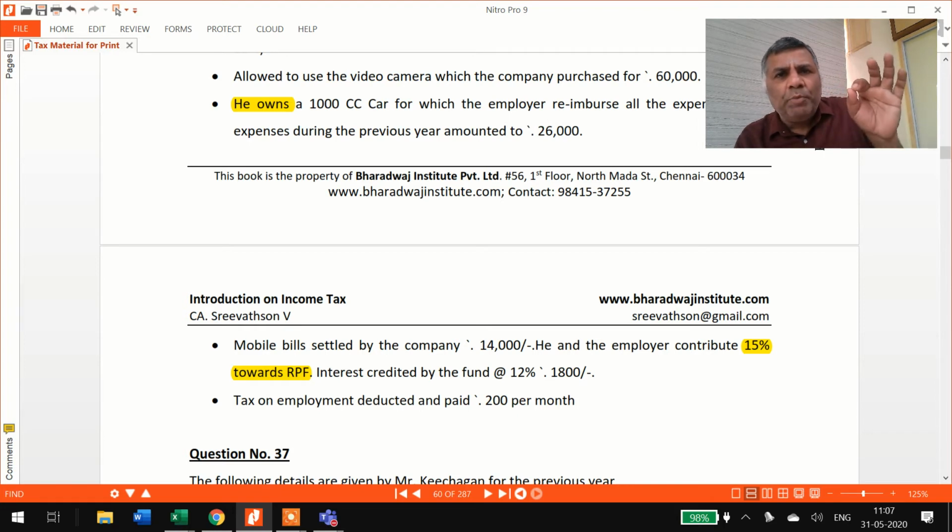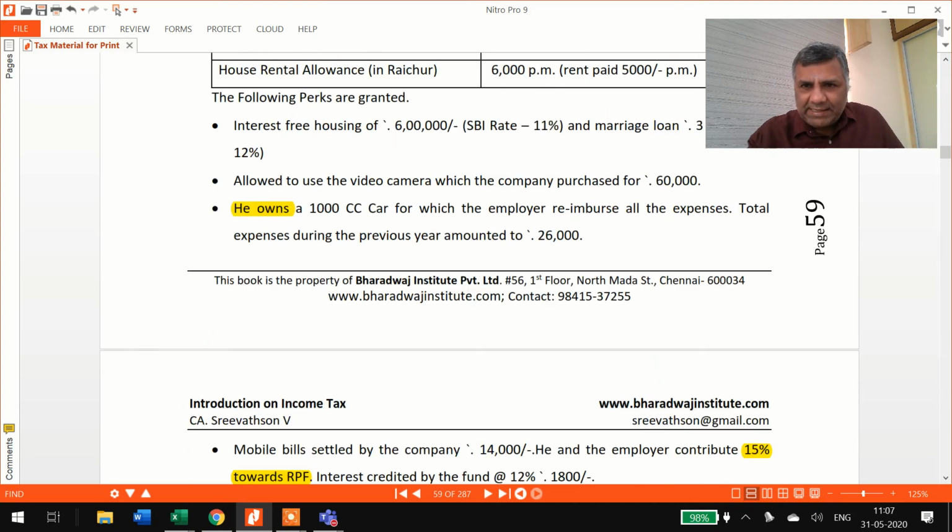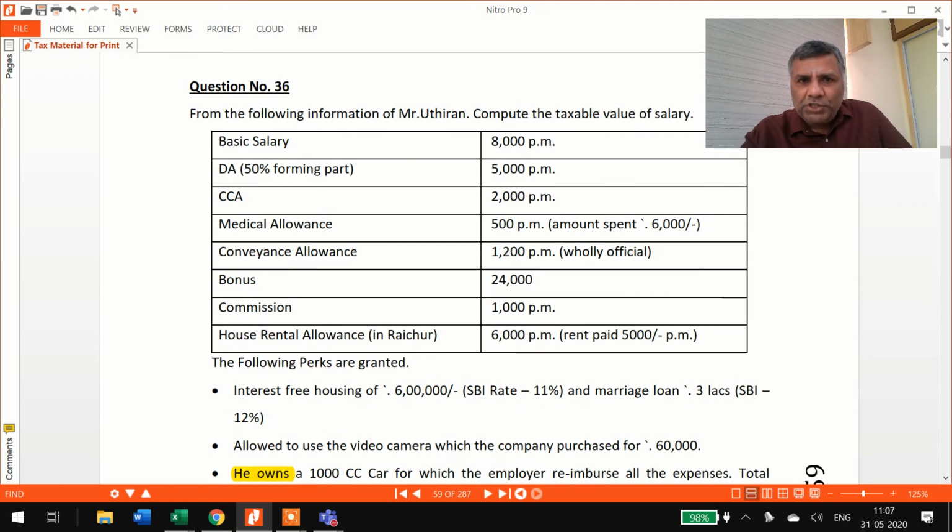Never worry about the employee's contribution. What did I say yesterday? Suppose 8,000 is the salary. 15% of 8,000 is 1,200 PF contribution. I will not pay you 8,000, I will only pay you 6,800. Please understand, if 8,000 is the salary, 1,200 is the PF.